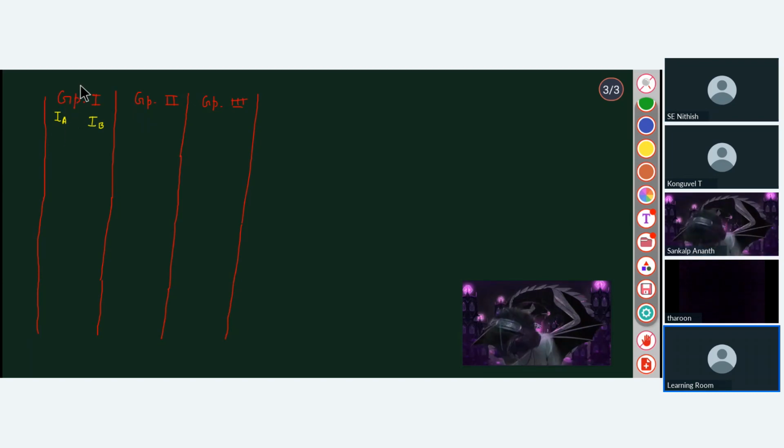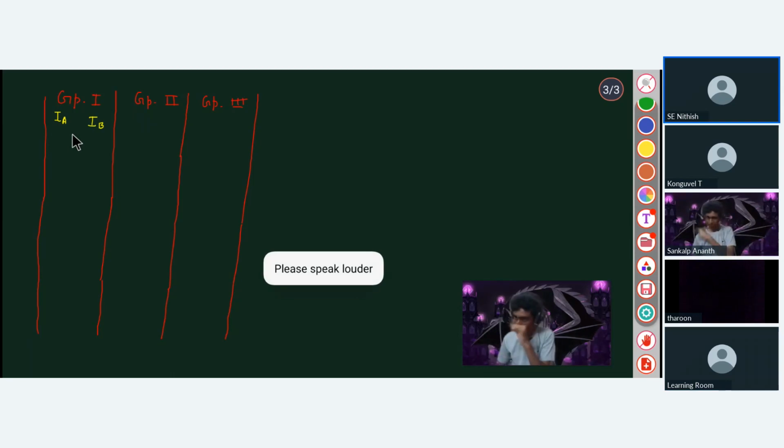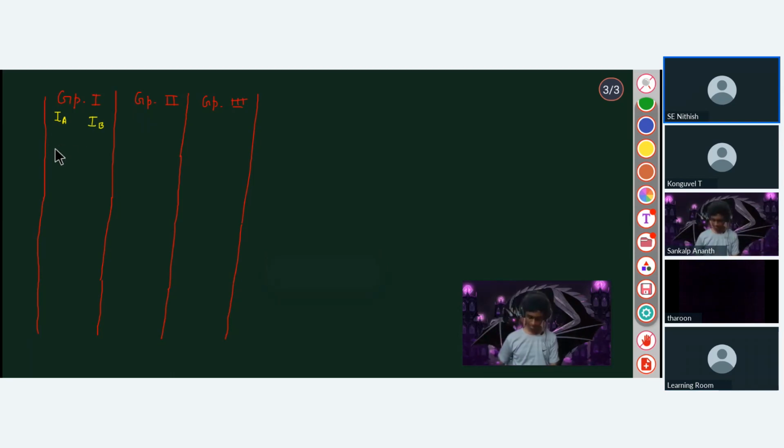This was your group first. So what will be inside? Inside will be your first A and first B. That is your subgroup A and subgroup B. Right? Yes, sir.